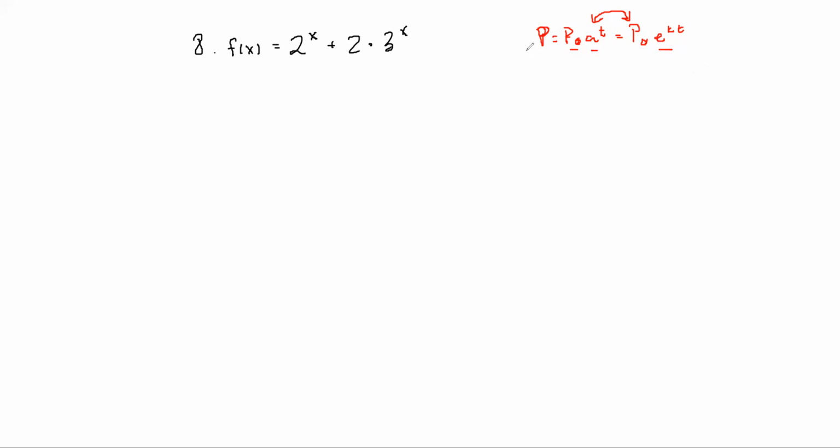I also don't like memorizing a lot of rules, so that's the reason I kind of go through all of this. When we had P naught A to the T is equal to P naught E to the KT, one thing that we did was we explicitly stated that these two were equal, right? Because they were both equal to P. And then we said we need to find some way to convert between them. So we divided both of them by P naught, so we got them out of the way. And we ended up with A to the T is equal to E to the KT.